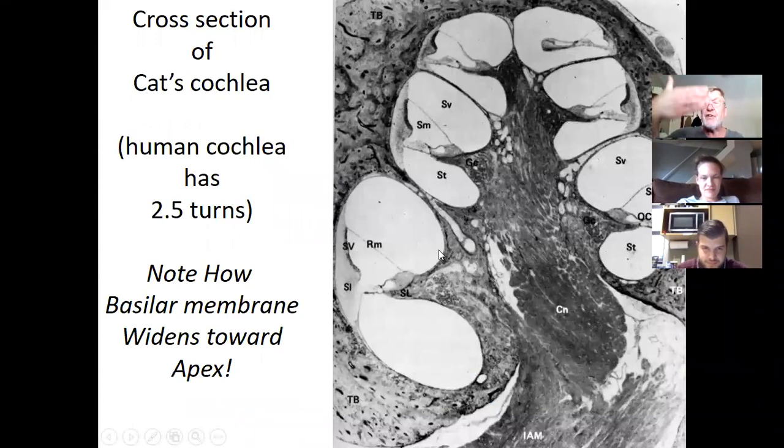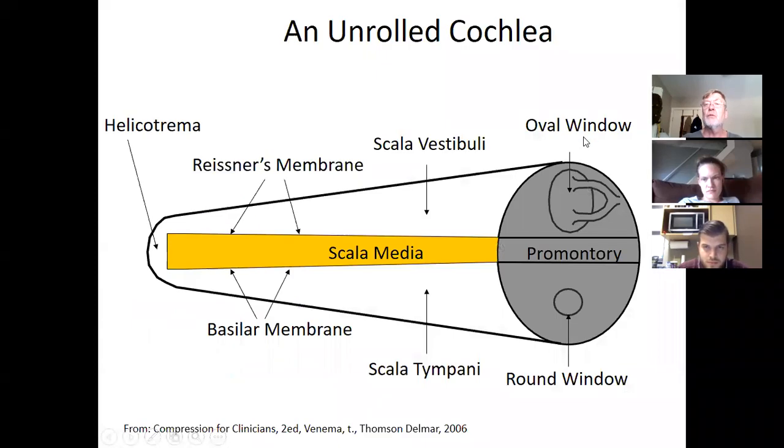Here's a cross-section of a cat's cochlea. So here's the bottom coil, here's the middle coil, and here's the top one. Notice the triangular area. Bony labyrinth, membranous labyrinth. Bony labyrinth, membranous. Bony, membranous.